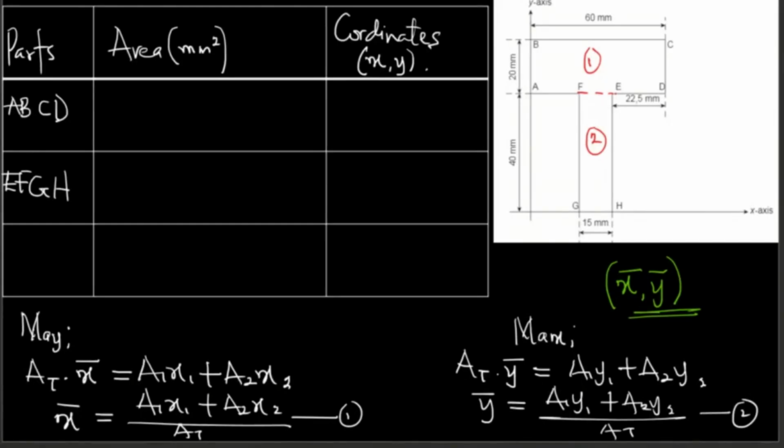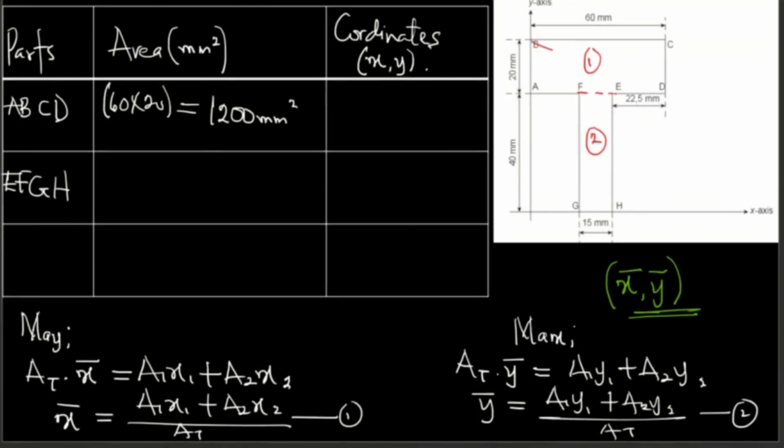So the first one is A1, because we made the first one. The area of a rectangle is length times breadth. So that's going to be 60 times 20. The area there is 1200 millimeters squared. And then what is the x?